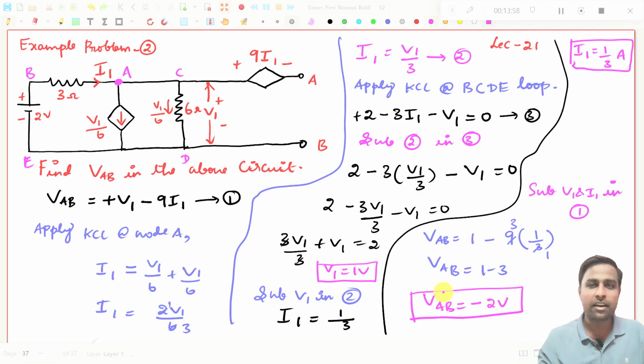See what we have done here. We have taken a problem. We are asked to find what is the VAB, right? So we have applied KCL at point A and we have derived an expression, and we have applied KVL at this loop, the BCDE loop, and we have got another expression. With applying equations 2 and 3, we have found what is V1 and what is I1. And in this equation for VAB, which we have already written, we have substituted V1 and I1 to get the VAB value.